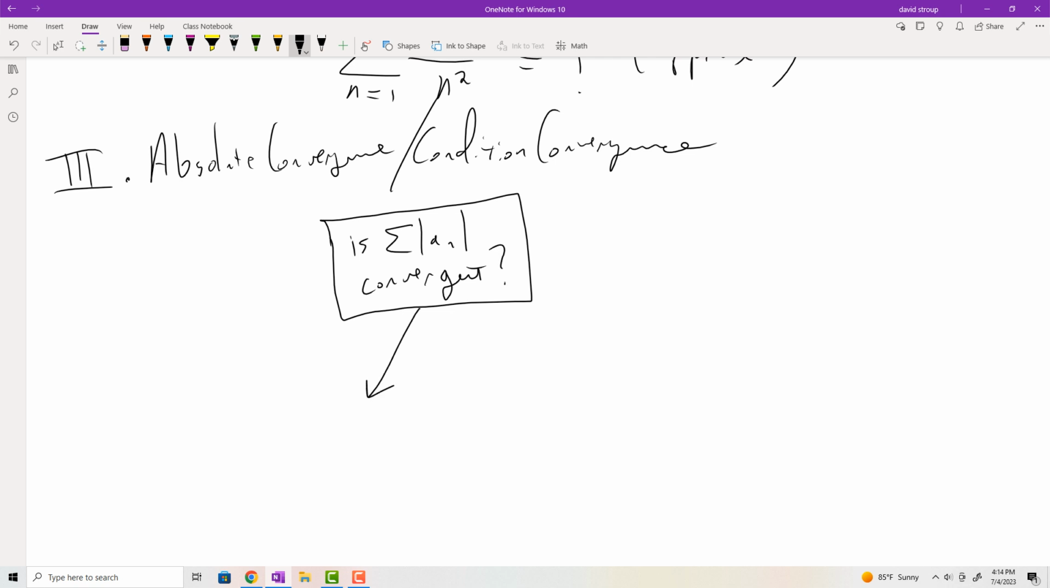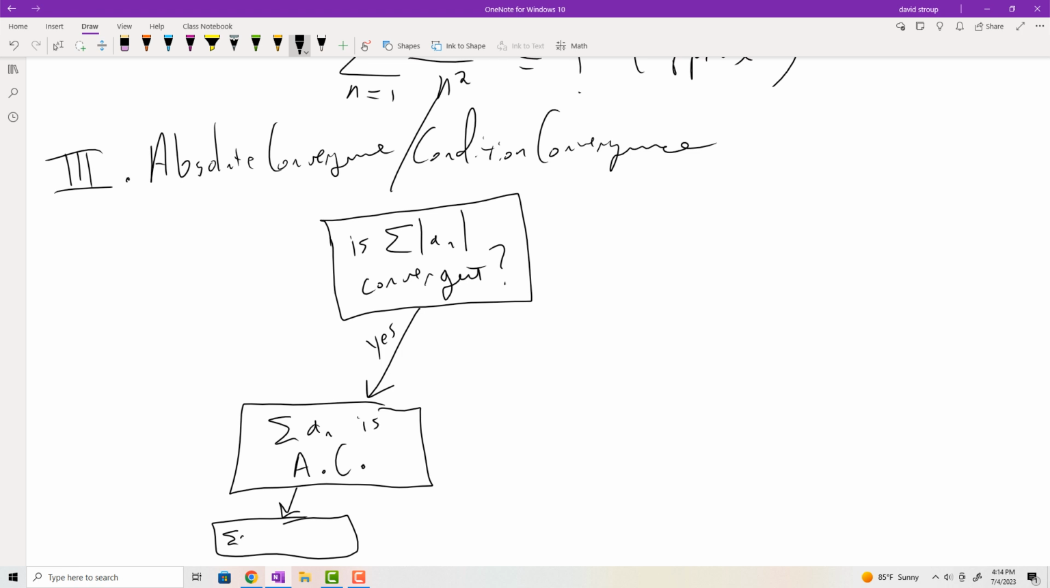If it is, then you're pretty much done. You have absolute convergence, which is also going to imply that it's convergent. So if yes, then the series is absolutely convergent, we'll say AC. And of course that also implies the series converges, but it has a kind of super convergence quality of absolute.